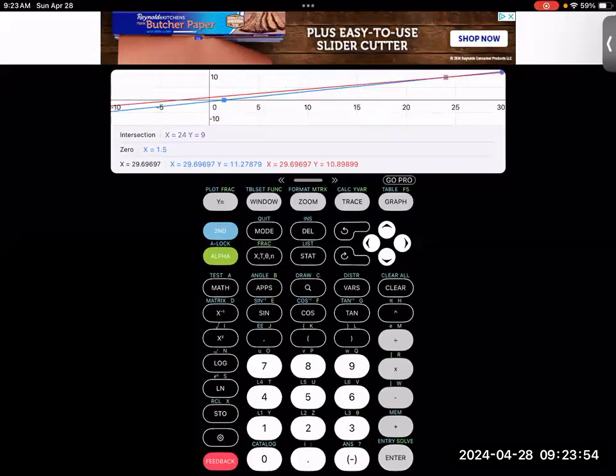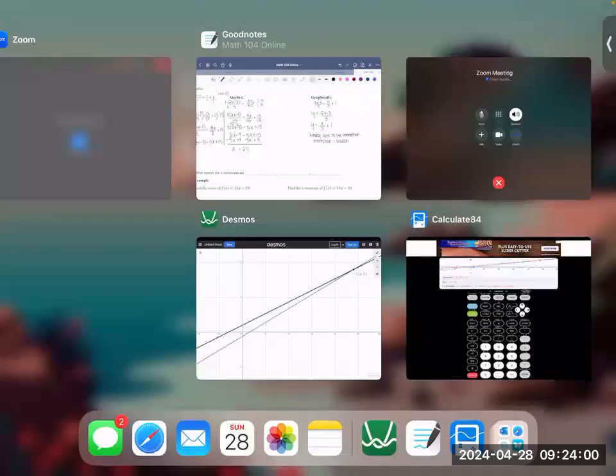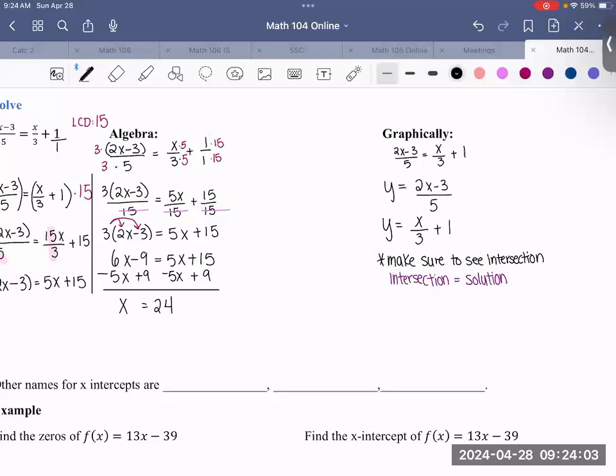And then enter. So notice that it says at the very top, X is 24 and Y is 9. Now I'm going to write that down here. 24, 9. And that 24 is going to be your solution, because notice that it says X equals 24, so therefore it is your X value.